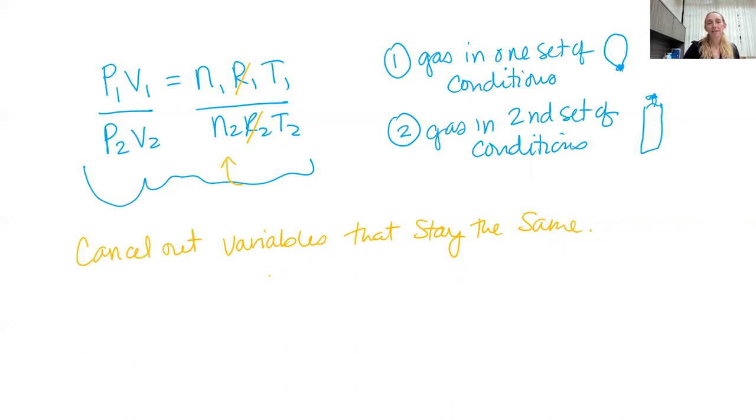And so instead of memorizing all of the different parts, we can just think of P1V1 over N1R1T1 equals P2V2 over N2R2T2. We can think about that, and then here's the important part: cancel out variables that stay the same. That's the trick and what I use. I will actually use this in an example in my next video, but this will at least get you started understanding the different gas laws.